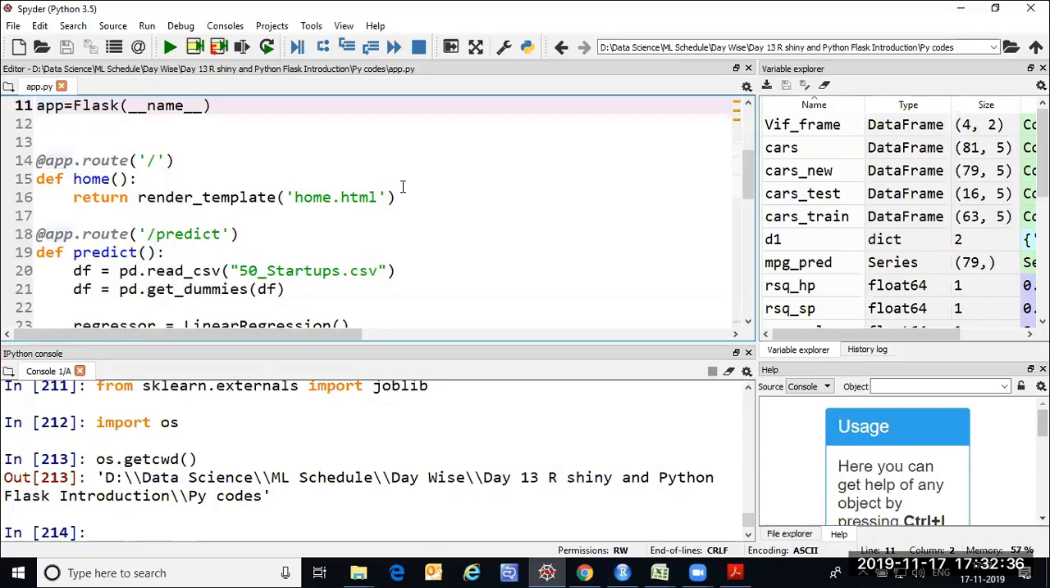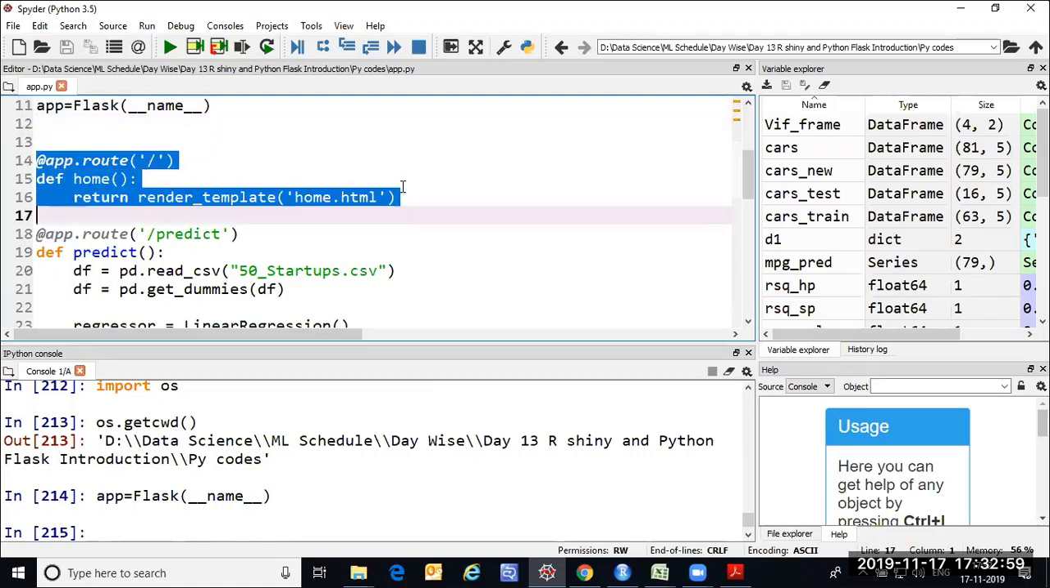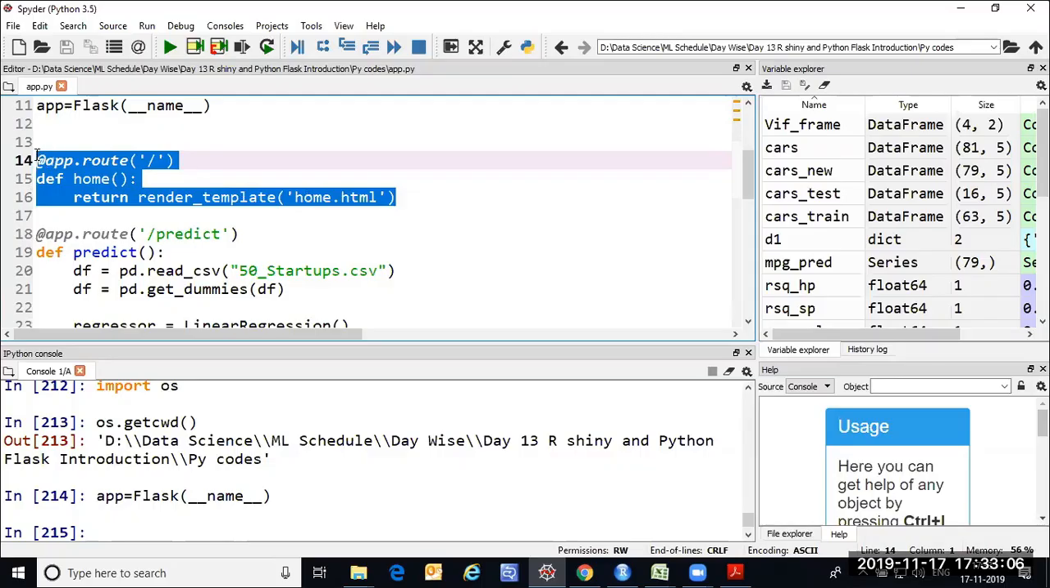First, creating a variable called app with the function Flask. The syntax is __name__, so you can define your own name, whichever you would like to. Now, defining home, which is the template that I am using. What do I have in home?